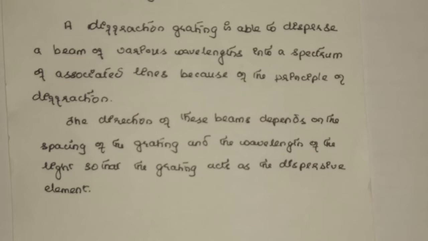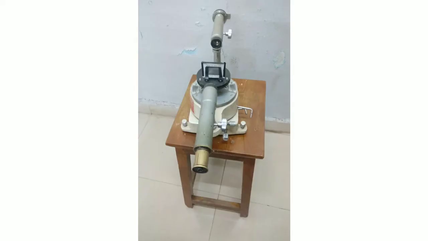The direction of these beams depends upon the spacing of the grating and the wavelength of the light, so that the grating acts as the dispersive element. In this experiment, we are using a spectrometer whose least count is to be determined.